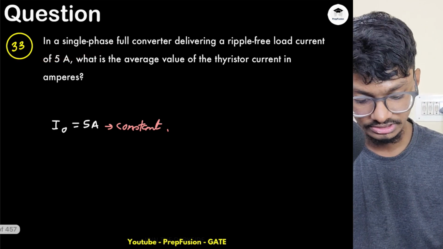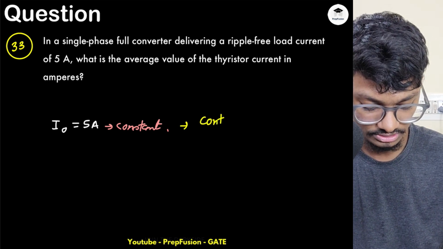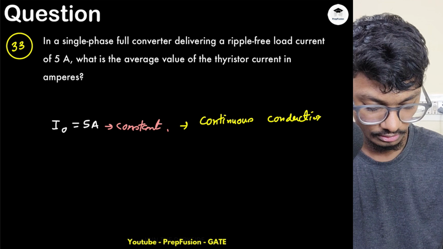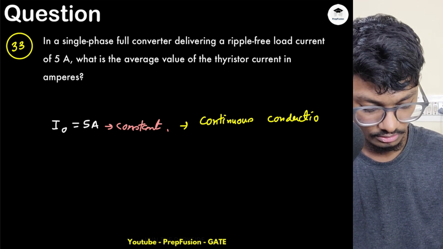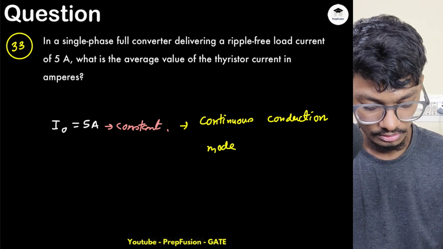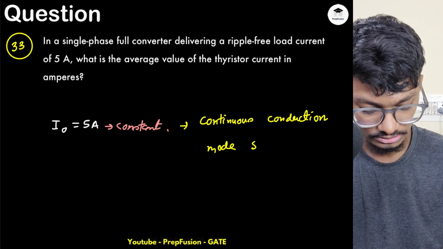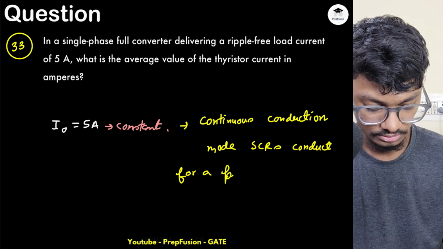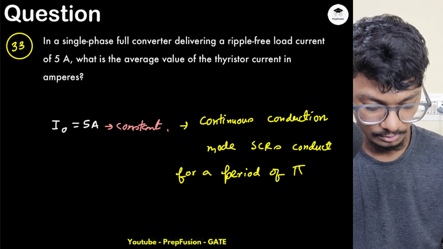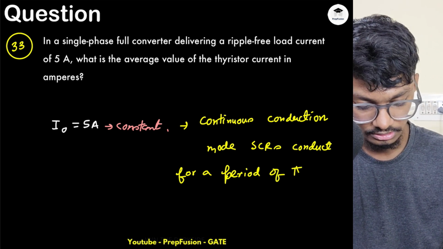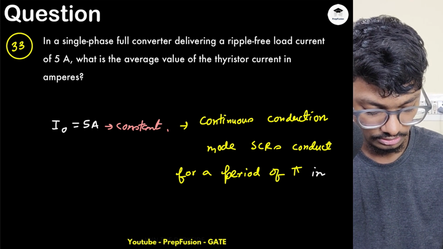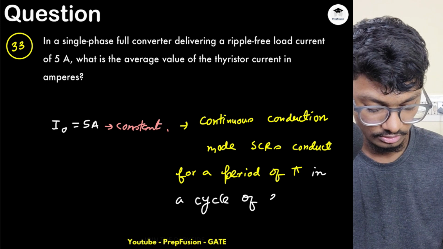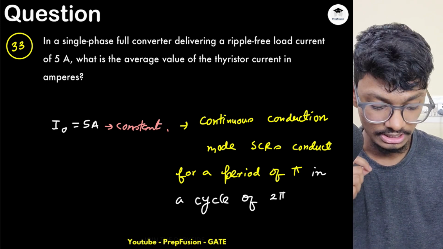So I know that for continuous conduction mode, when the load current is constant, thyristors, SCRs, conduct for a period of pi in a cycle of 2 pi. So in the overall cycle of 2 pi, SCRs conduct for pi, right?